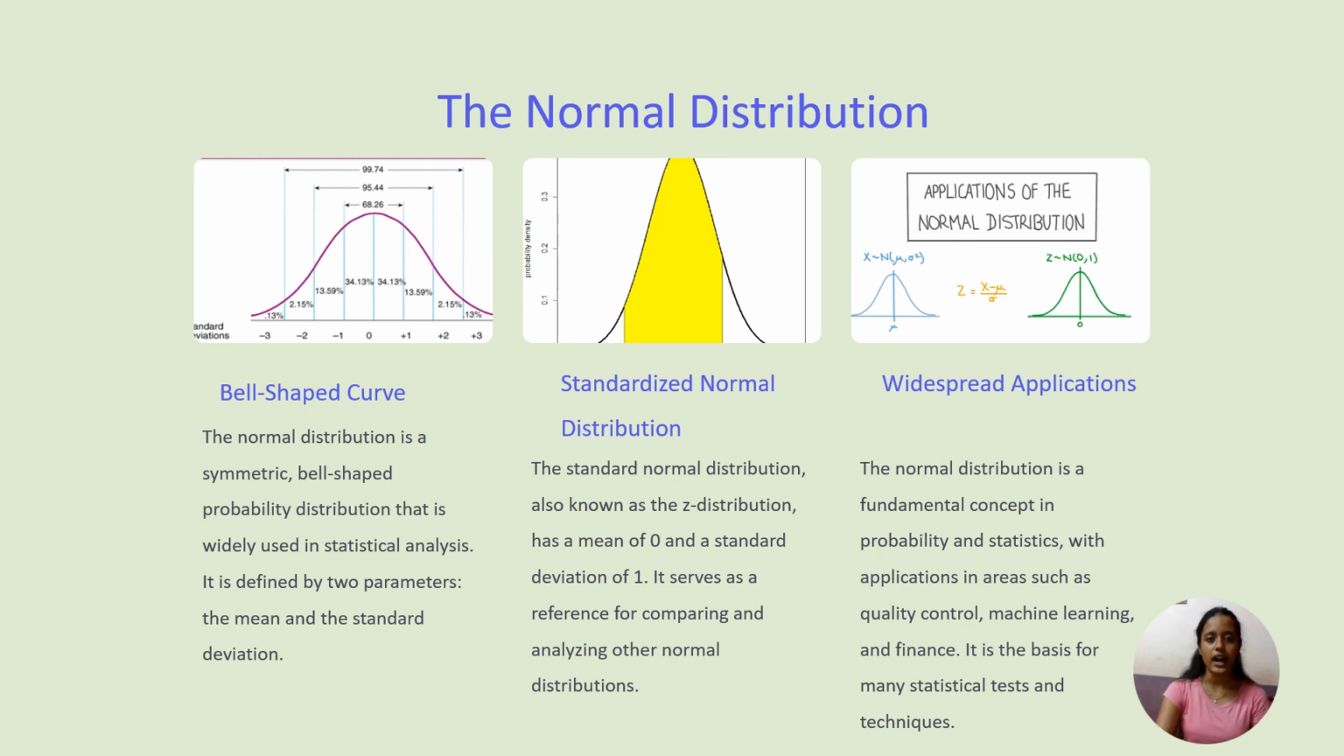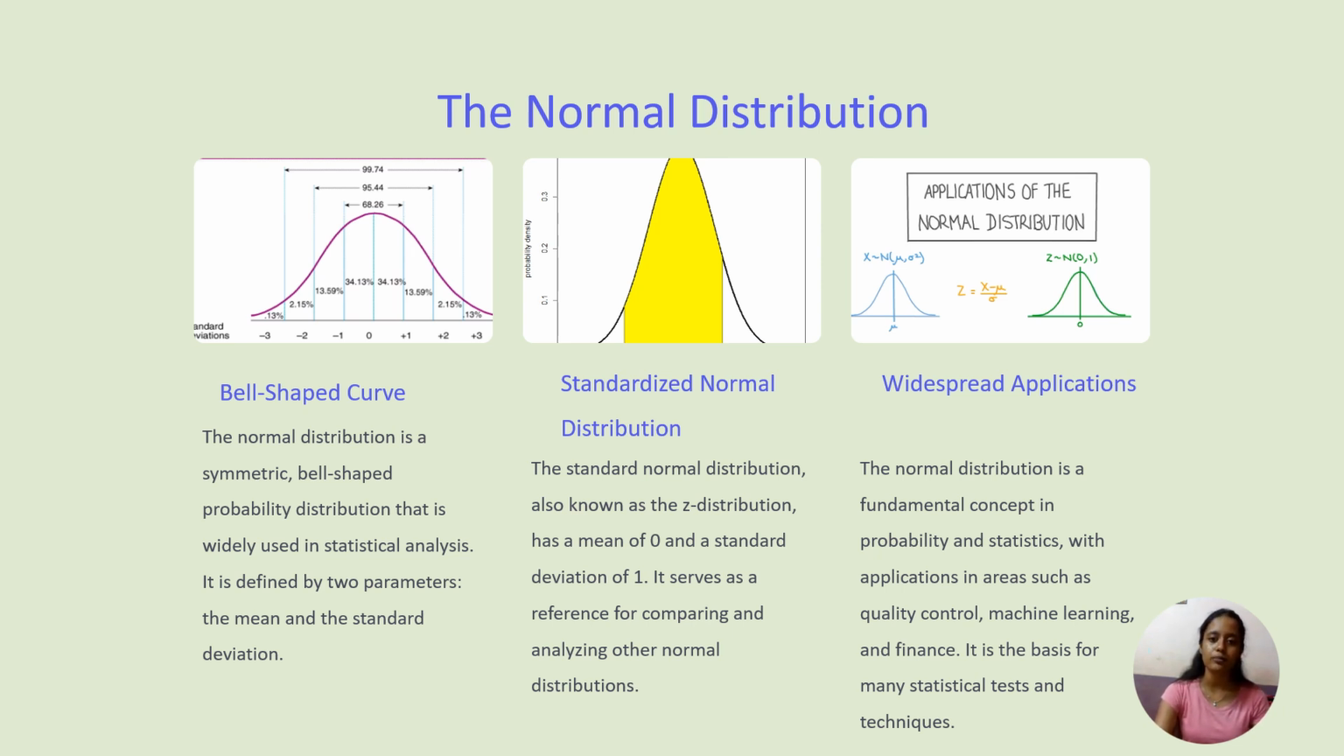Next up, we have the normal distribution. The normal distribution is a continuous probability distribution characterized by a symmetric, bell-shaped curve. This distribution is defined by two parameters: one is the mean, the other is the standard deviation. The mean is the central value around which the data points are distributed. The standard deviation is a measure of the spread of the data points around the mean.